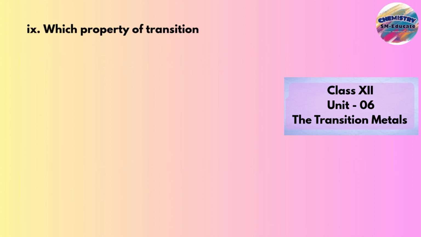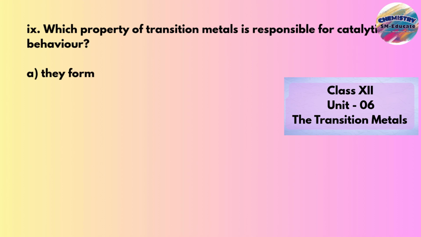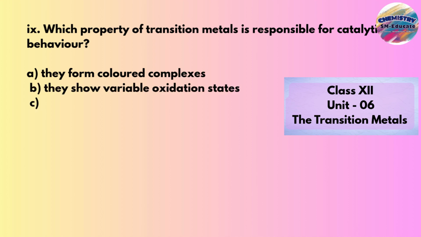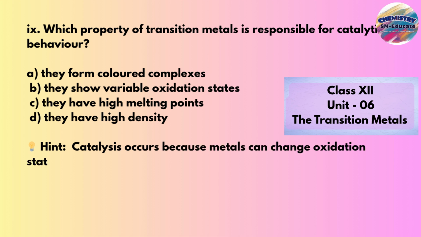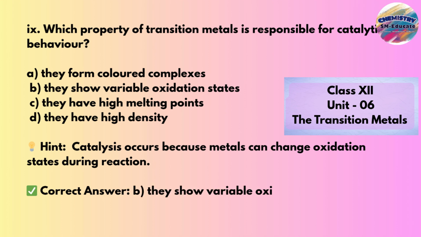9. Which property of transition metals is responsible for catalytic behavior? A. They form colored complexes. B. They show variable oxidation states. C. They have high melting points. D. They have high density. Hint: Catalysis occurs because metals can change oxidation states during reaction. Correct answer: B, they show variable oxidation states.